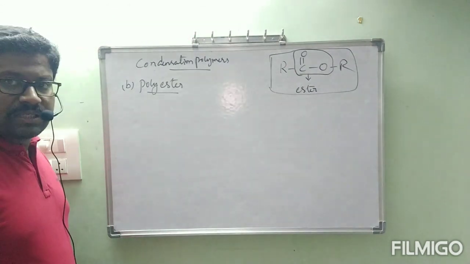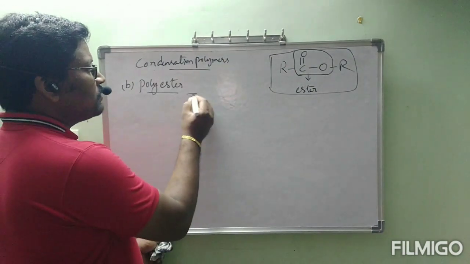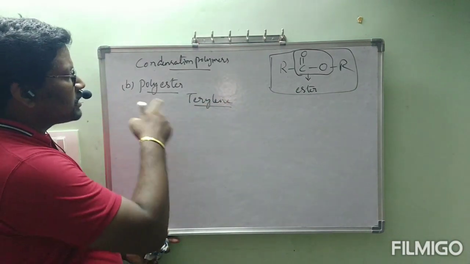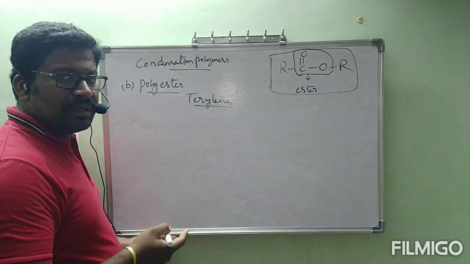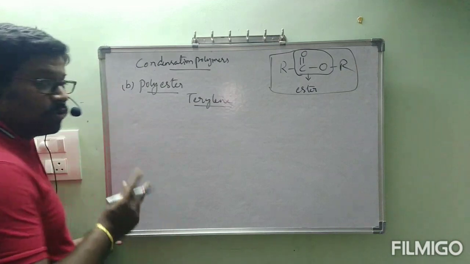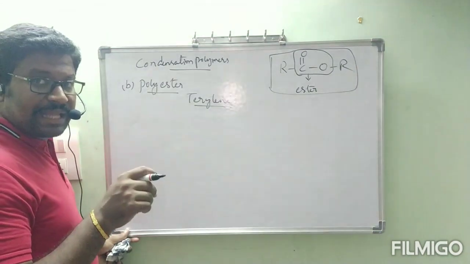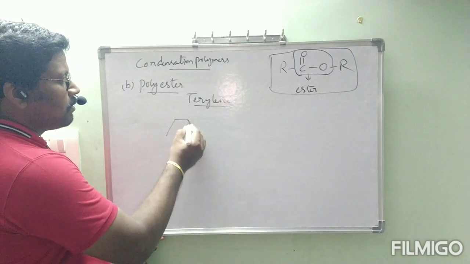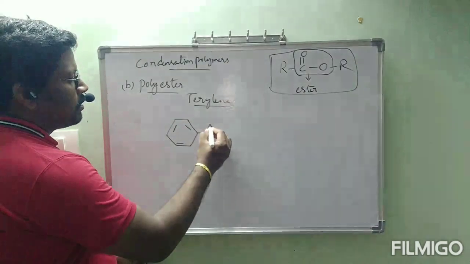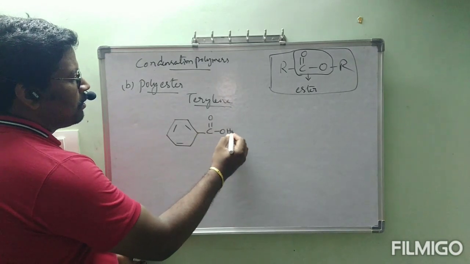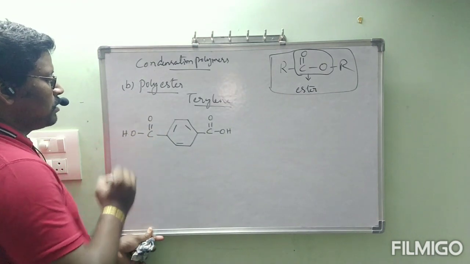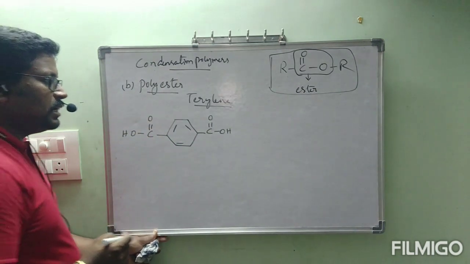Under this polyester, the best example is terylene. Already we have seen it as a general example of condensation polymerization. Under polyester we have one example, terylene. That is enough. Now, what are the monomers present in terylene? Two monomers are present. Those are terephthalic acid and ethylene glycol.